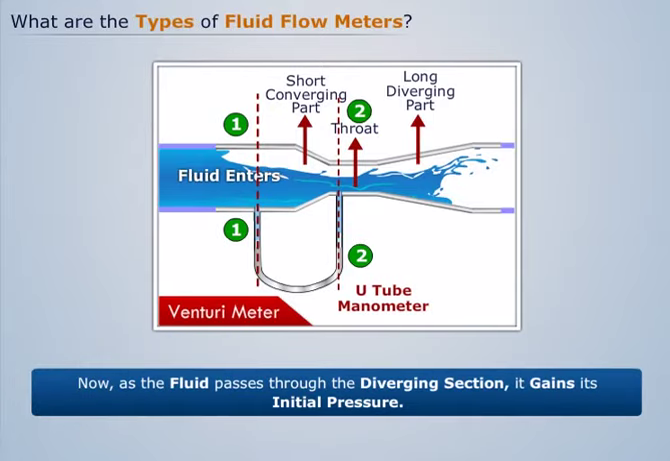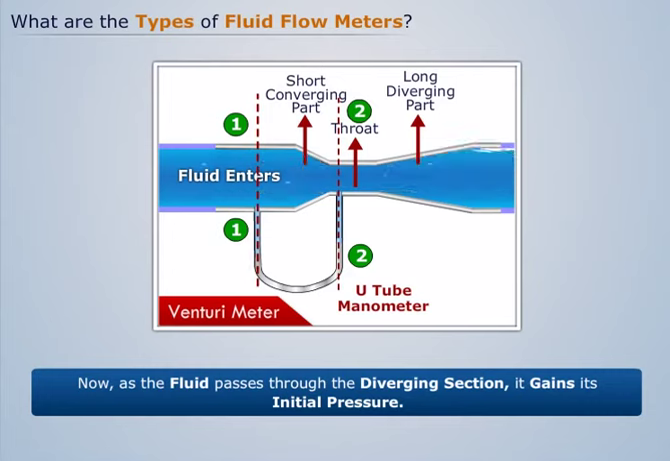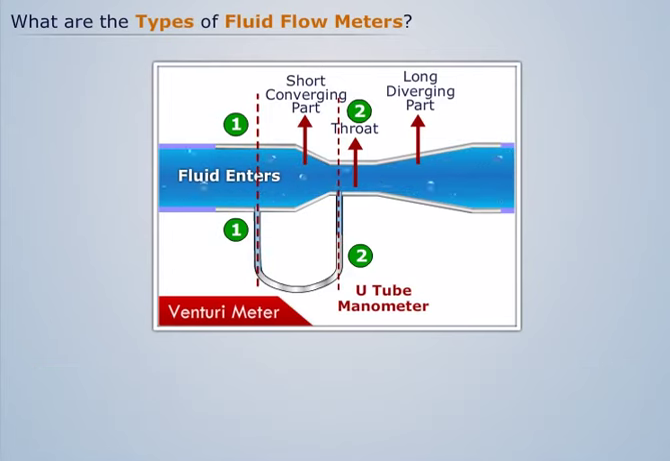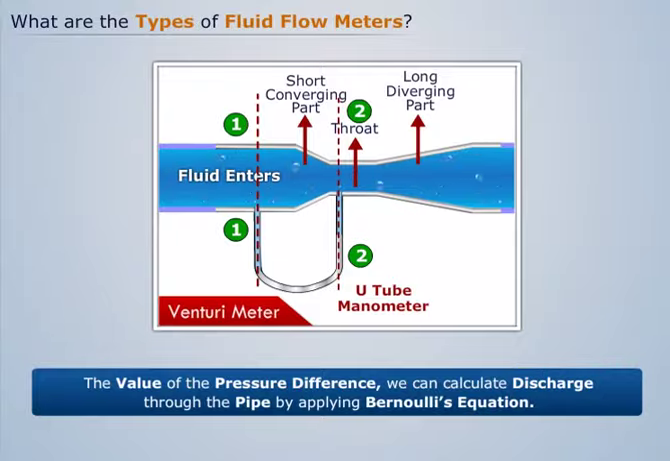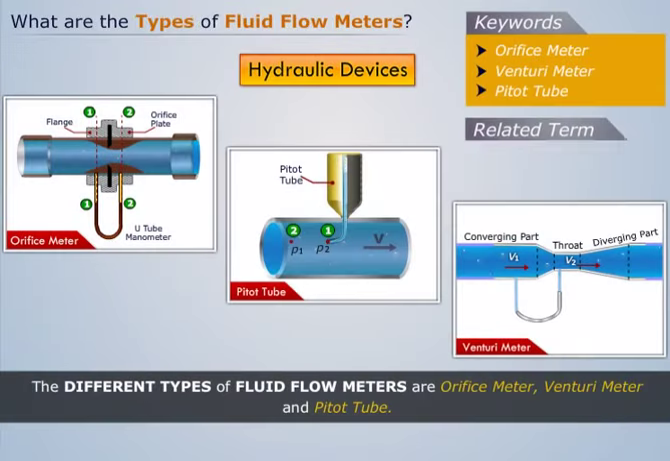Now, as the fluid passes through the diverging section, it gains its initial pressure. So, with the help of the value of the pressure difference, we can calculate discharge through the pipe by applying Bernoulli's equation.